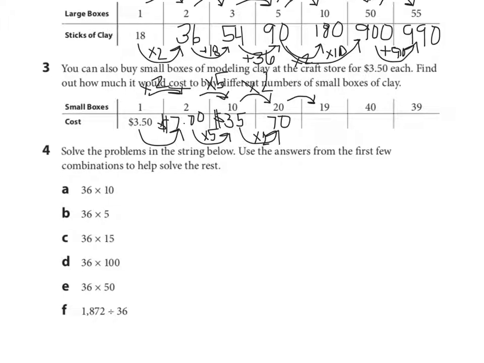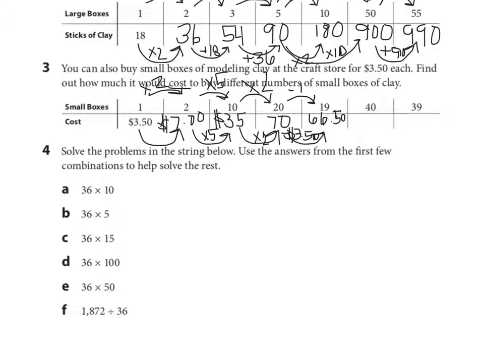And then do it to 19. 19 is 1 less than 20, so I'm subtracting 1. Am I going to subtract 1 down here? No. I'm going to subtract the cost of 1, which is $3.50. So I need to calculate $70 minus $3.50, which is $66.50.